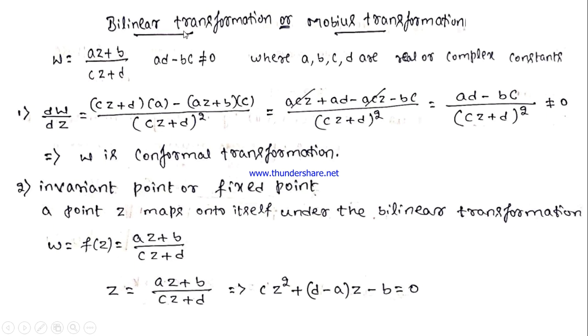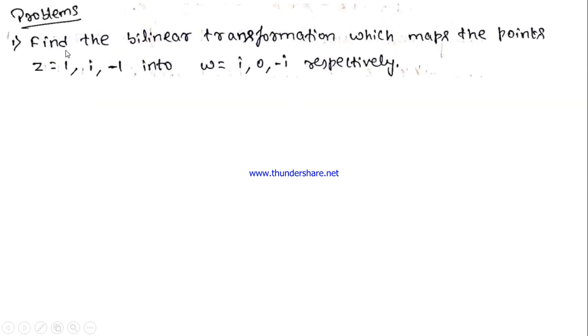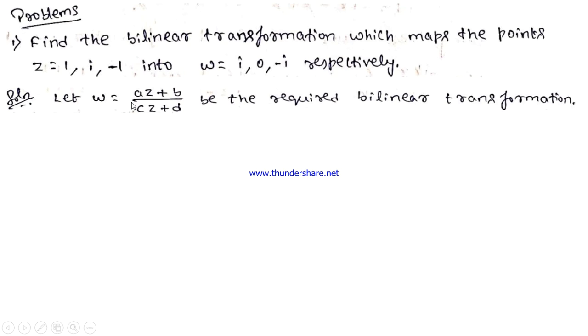Under this heading, bilinear transformation, we are going to see three kinds of problems with respect to your exam. The first kind of problem is this: find or construct the bilinear transformation which maps the points z equal to 1, i, minus 1 into w equal to i, 0 and minus i respectively. Here they are saying that if you assume this is your bilinear transformation, if you take z equal to 1, your w value is i. If you take z equal to i, your w value is 0. And if you take z equal to minus 1, the w value is minus i.